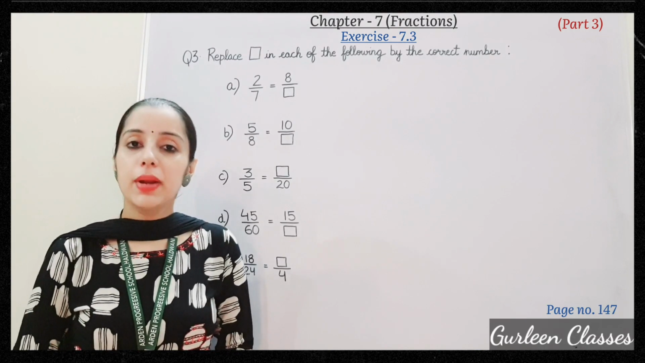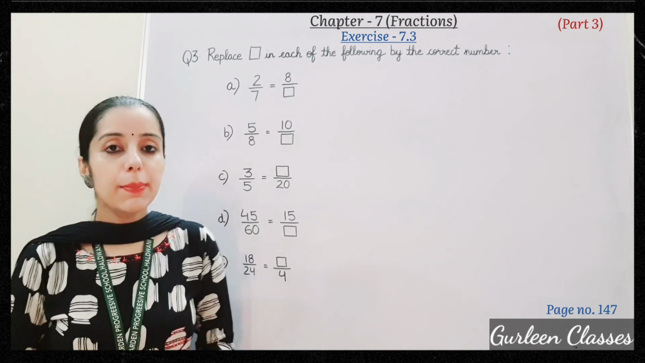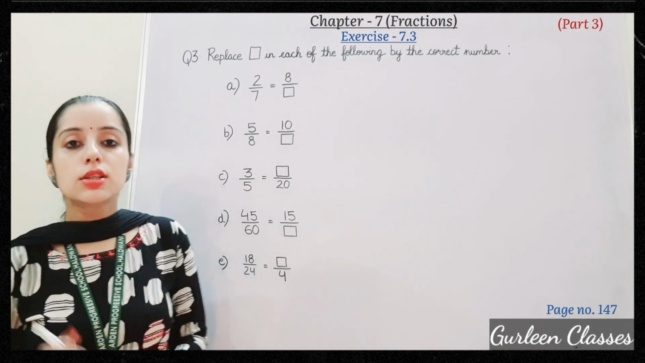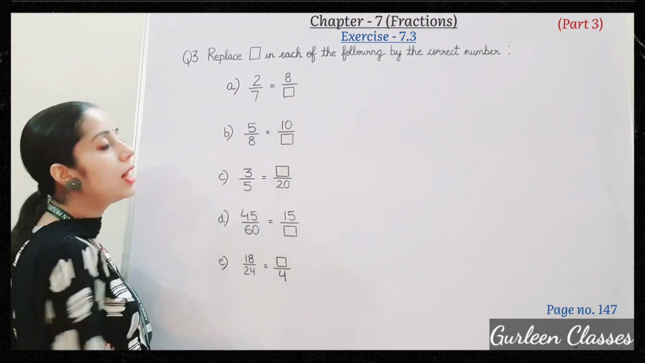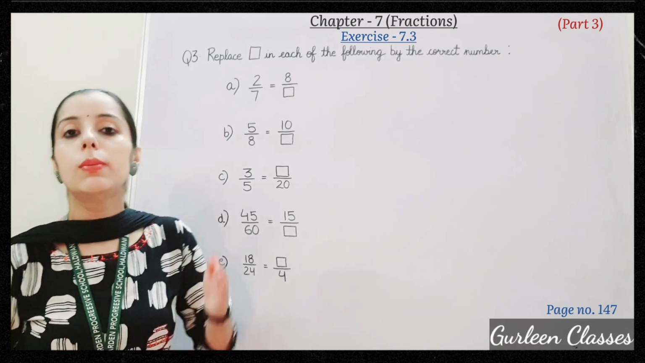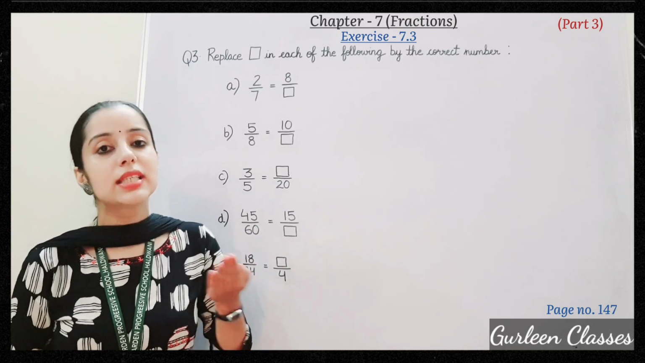Question number 3. Replace this box in each of the following by the correct number. A: 2 upon 7 is equal to 8 upon box. So students, in this box we have to fill one correct number. So these are equivalent fractions. It means that you multiply or divide by the same number in numerator as well as denominator.